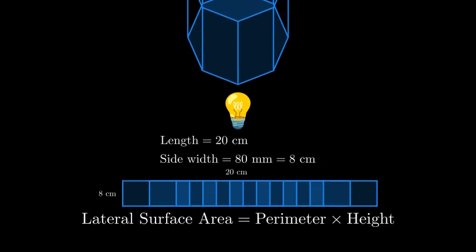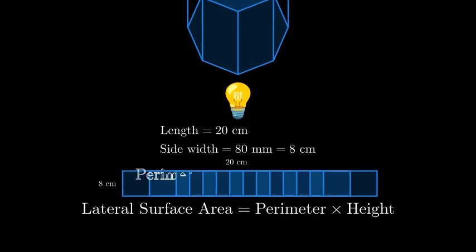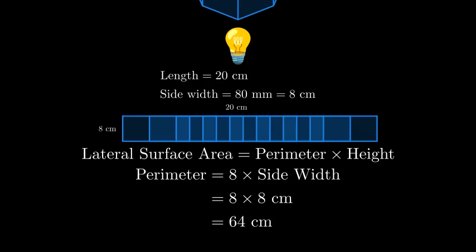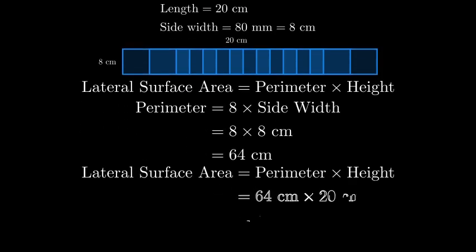Each side is 80 millimeters, which is 8 centimeters. Since there are 8 sides, the total perimeter is 8 times 8, which equals 64 centimeters. Now we can calculate the lateral surface area of the octagonal prism. We multiply the perimeter, which is 64 centimeters, by the height, which is 20 centimeters. This gives us 64 centimeters times 20 centimeters, which equals 1280 square centimeters.